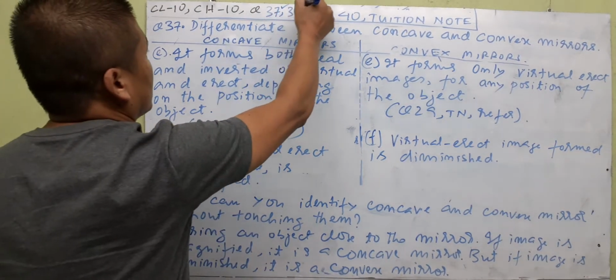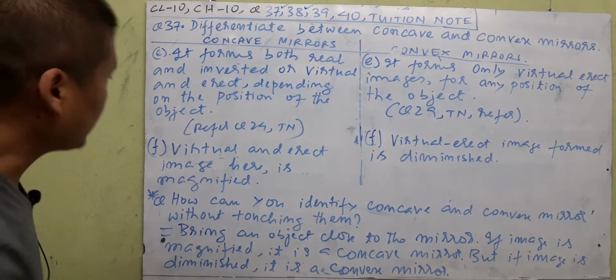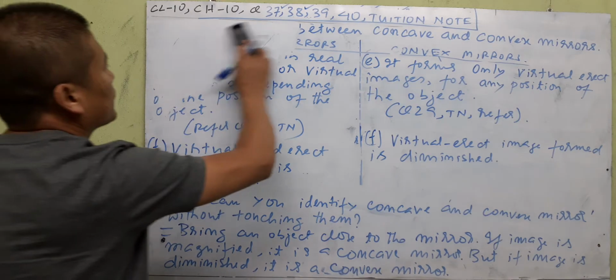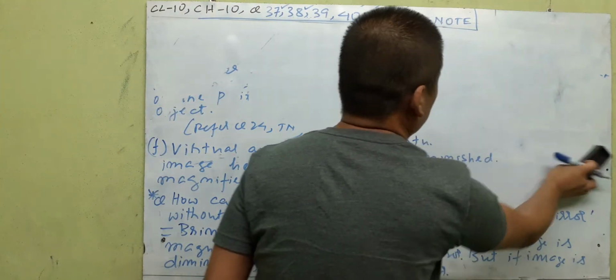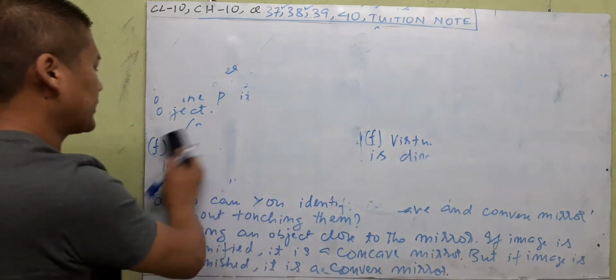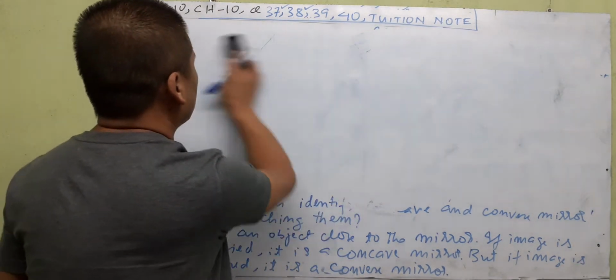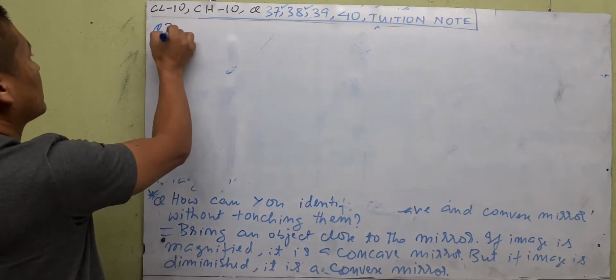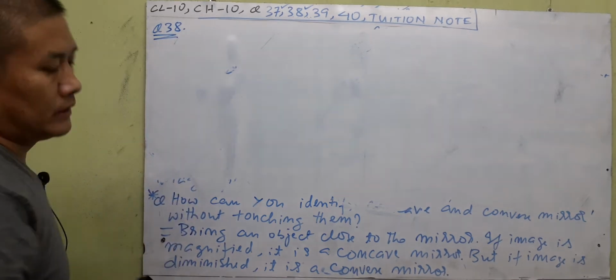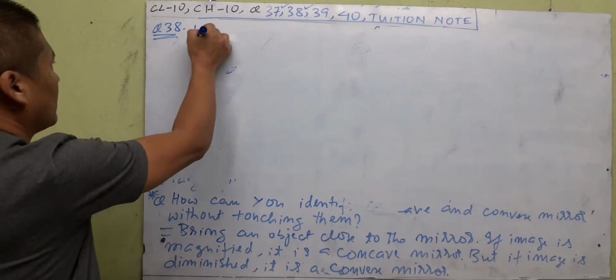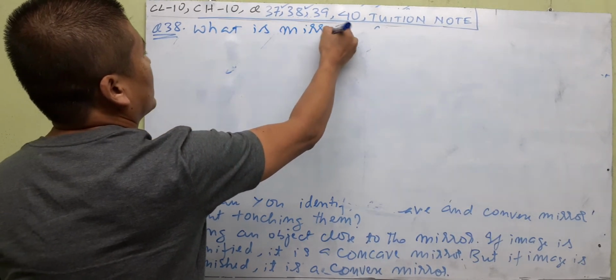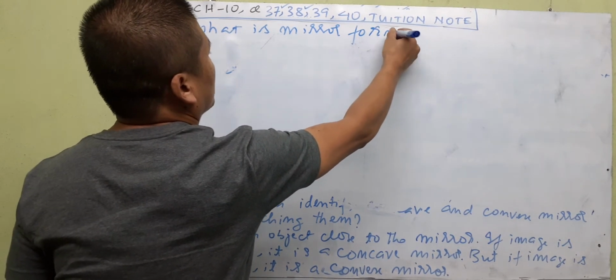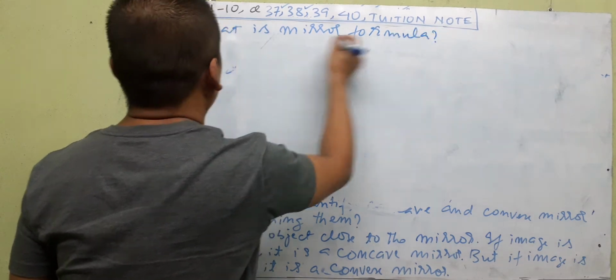Okay. Next, the extra question. So we have done 37, let us go to 38. A few questions before we end the portion on reflection, and we're going to go to refraction in the next class. So the next question is question number 38, and 38 is, what is mirror formula? Write the answer first.